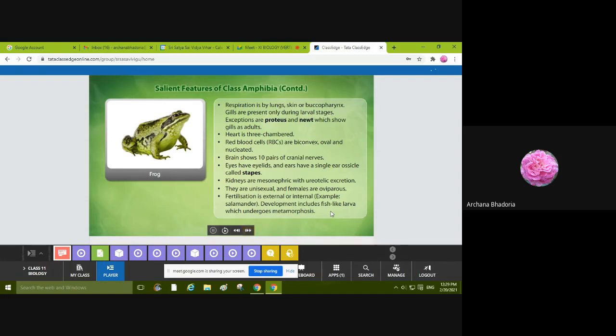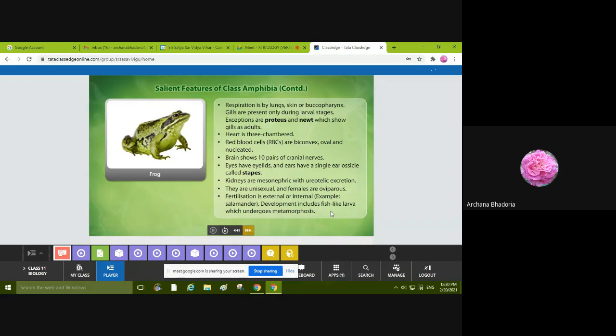Now I'm repeating. If the egg hatches to give the larva, and the larva then further develops to give the adult, you call it indirect development. And if the egg hatches to give directly the adult, for example, your chicks, the hen's egg hatches and you get a chick, no larva stage is there. So you call it direct development. But in the case of frogs, the tadpole is there. That is the larva stage of the frog.